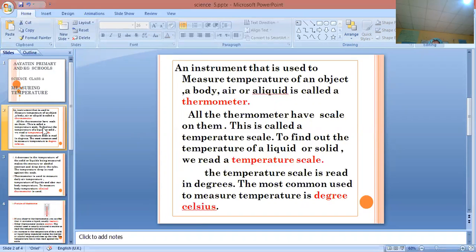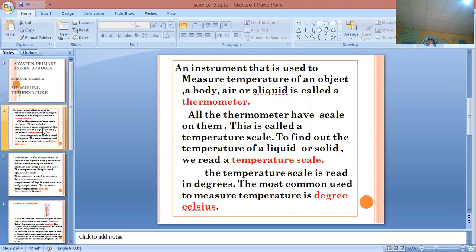An instrument that is used to measure the temperature of an object, air, or liquid is called a thermometer. We use a thermometer to measure temperature. All thermometers have a scale on them, called a temperature scale. To find out the temperature of a liquid or a solid, we read the temperature scale.